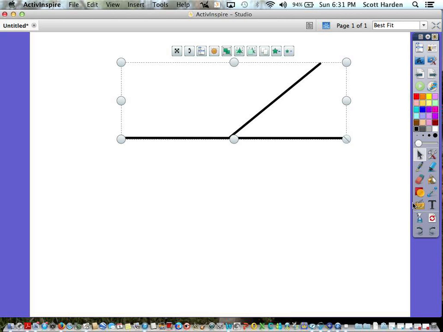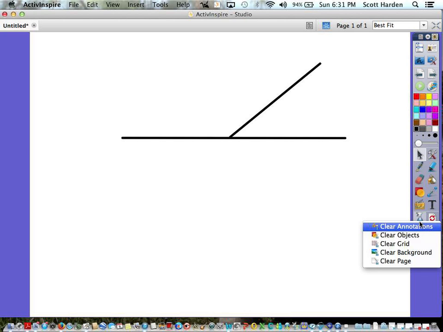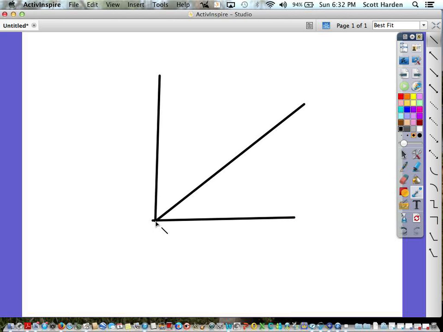So let's get rid of these lines here and let's create some new ones. Let's clear the objects there, and we're going to add two more objects: a line coming down and a line coming over. It should form a right angle. And then, a little off there. So there we go. We'll say that's even. And then we're just going to split this angle into two.